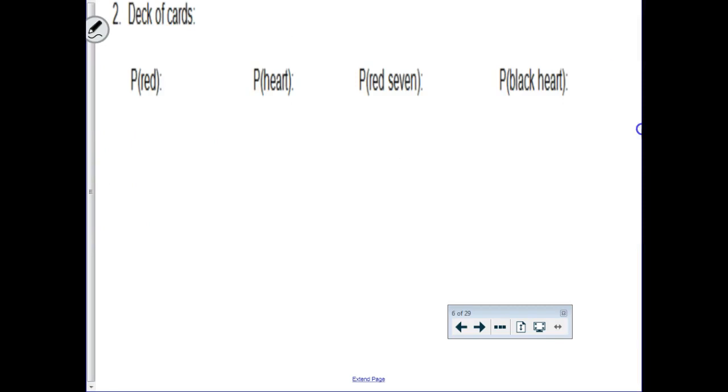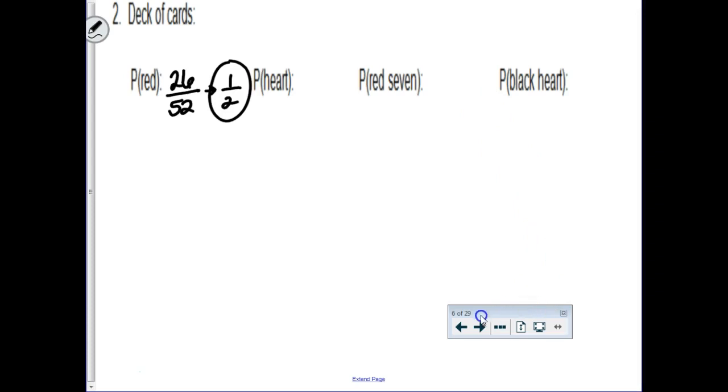So the probability that you will randomly pick a red card from a deck of cards, we know it's going to be half because we just saw the picture that it's half the deck. But for a lot of kids, they have to start with, oh, well, there's 26 red cards out of the total 52, but of course that's going to reduce to 1/2.